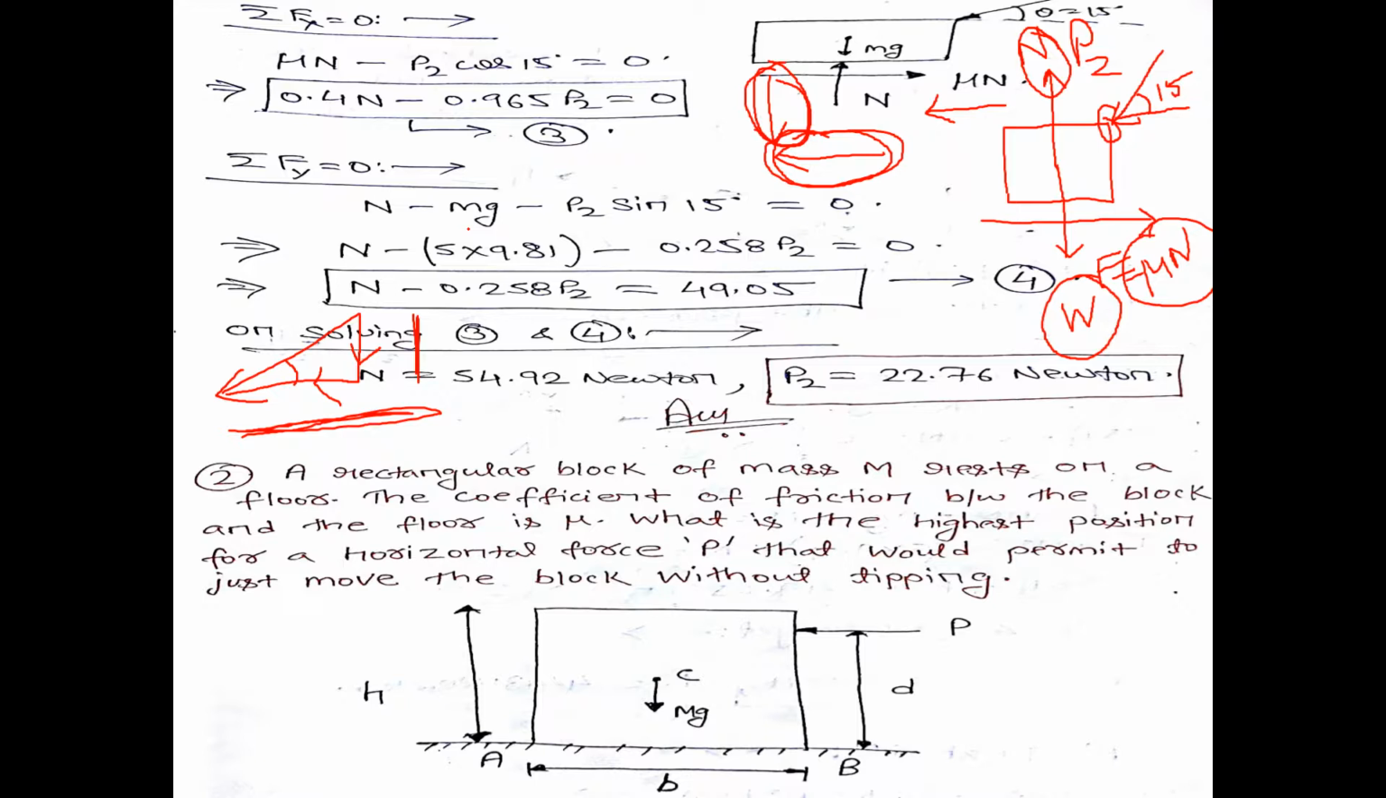Again you have two equations and two unknowns, so just solve equation number 3 and equation number 4. You will get the value of push force P2 as well as the normal reaction force N, and finally the push force P2 is coming out to be 22.76 Newton. So this is your first problem. Very easy problem. We have drawn the free body diagram according to the given conditions of the problem and we have equated the equations of equilibrium.